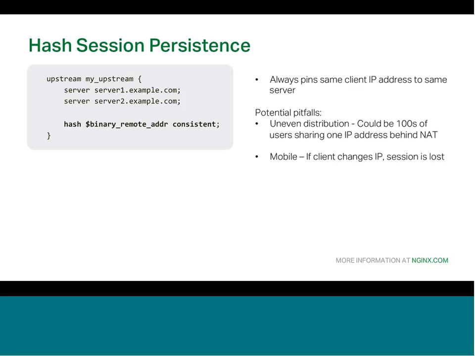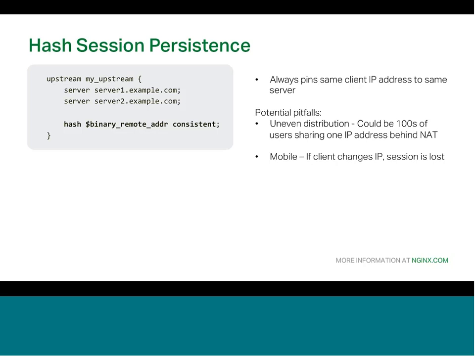And NGINX supports a number of ways of doing session persistence. One is the hash method, which is described on this slide. What we're doing here is setting the hash directive and using the NGINX variable binary remote addr, which holds a binary representation of the client's IP address, and using that to do session persistence. So now clients coming in from the same IP address are pinned to the same server.